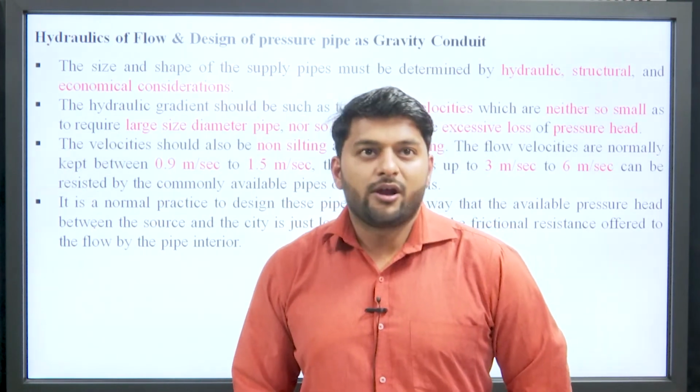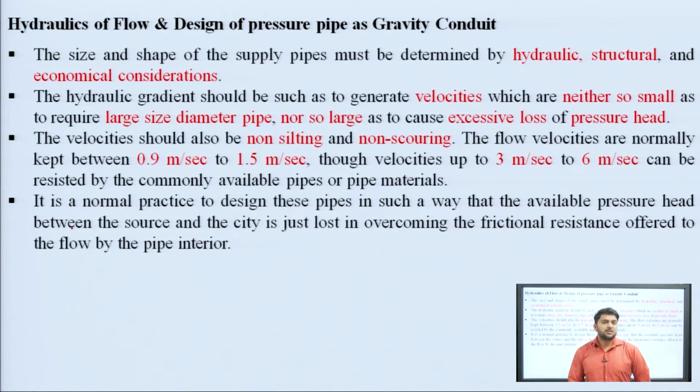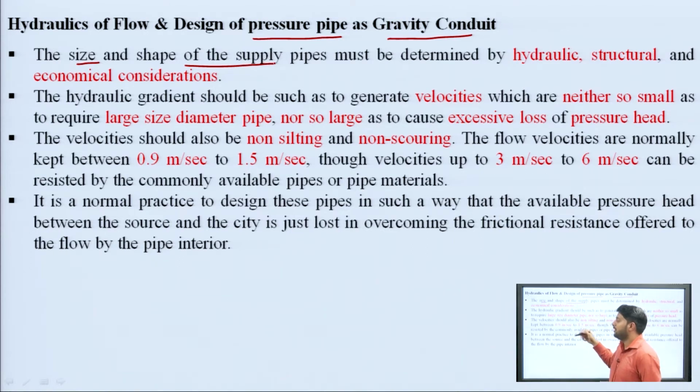Coming to the next point, that is hydraulics of flow, or design of pressure pipe as a gravity conduit. Here we are going to talk about the design of pressure pipe as a gravity conduit. So, here the size and shape of the supply pipeline must be determined by considering hydraulic efficiency, structural efficiency and the next one, the economic efficiency, meaning the cost should not be too high, it should be economically efficient.